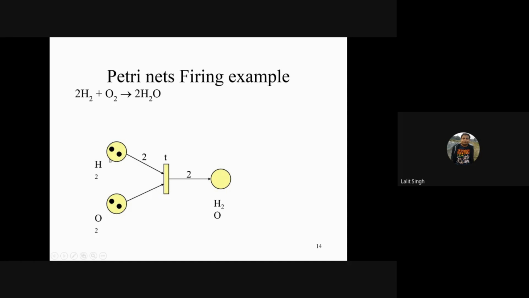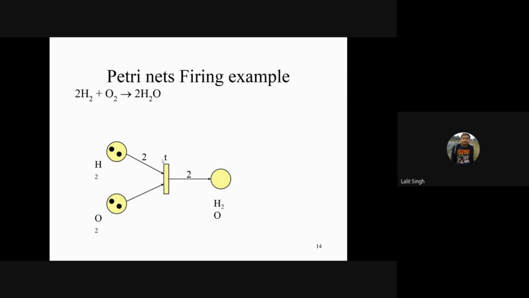So it means the hydrogen place must contain at least 2 tokens. And if you see the weight of the arc connecting the oxygen place and transition T is 1, so the oxygen place must contain at least 1 token. So you can see here the sufficiency criteria is fulfilled, and hence the transition T is in enabled condition.